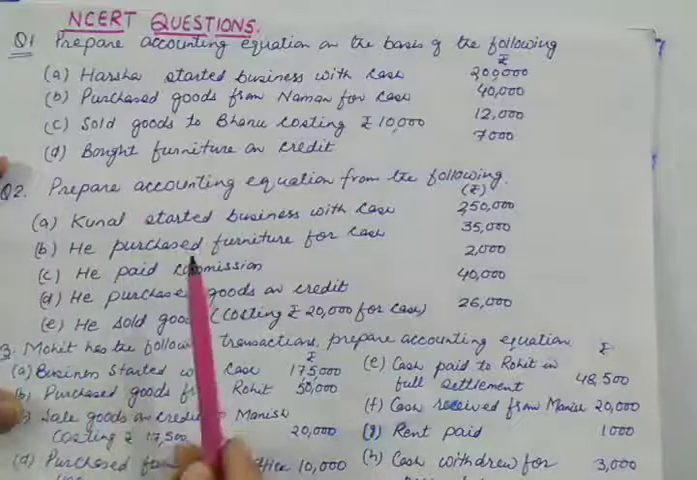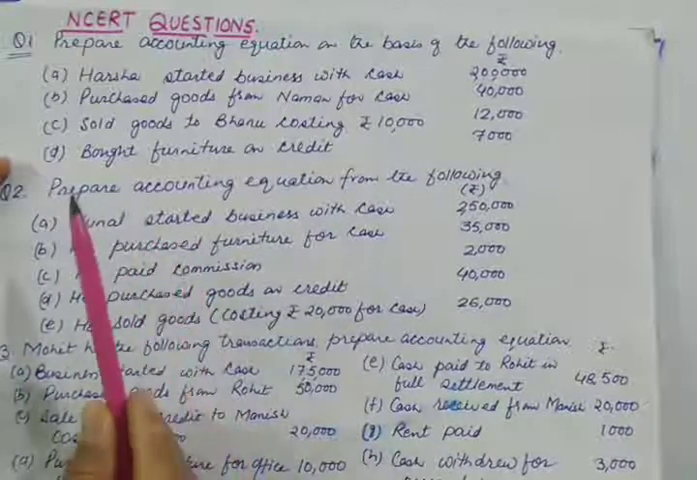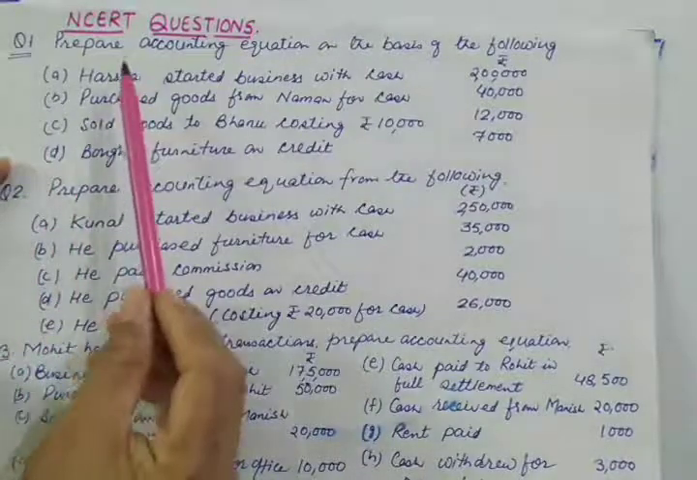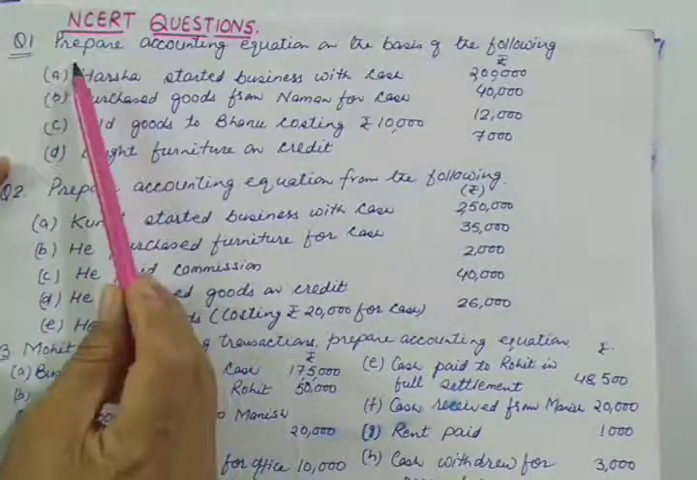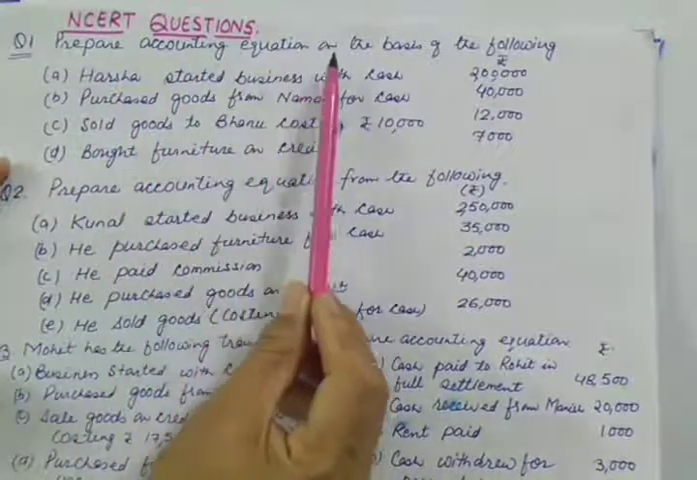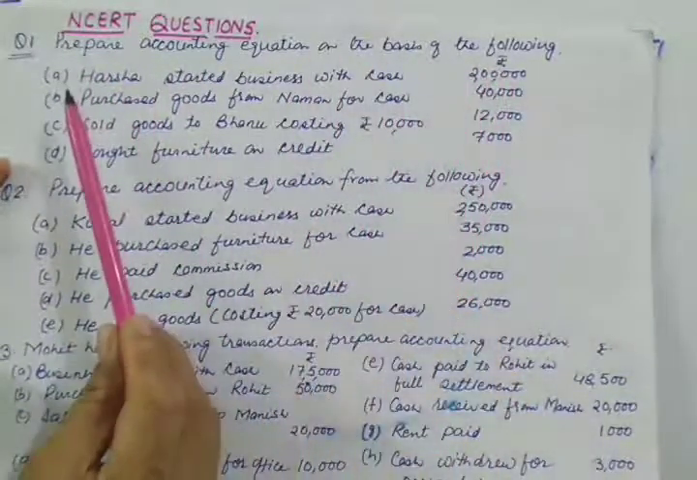Dear students, today I have chosen 3 questions of NCERT, question number 1, 2, 3 from accounting equation. So let us do all these 3 questions one by one. Prepare accounting equation on the basis of following. What is given to you?